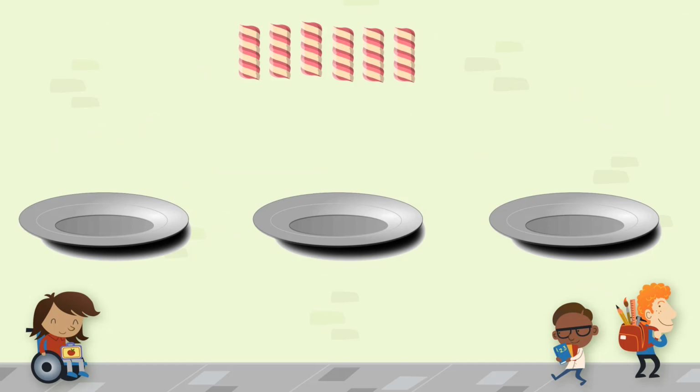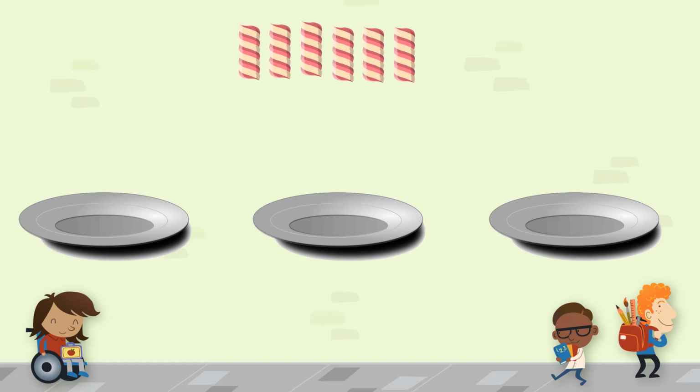So, how many marshmallows do I have now? I have one, two, three, four, five, six marshmallows. And I have three students. I want to distribute the marshmallows equally to the three students. Every student must take the same number of marshmallows.